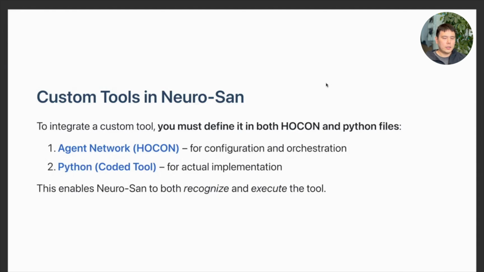The first one is in your agent network or your HOCON file. The second place is in a Python file. That's where the actual tool is going to be. So let's get started with the agent network or HOCON file first.